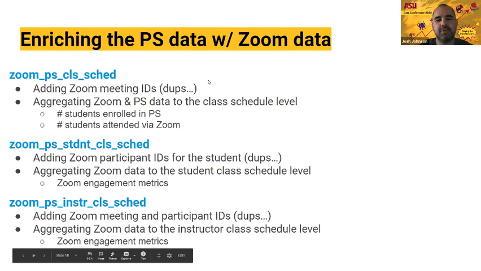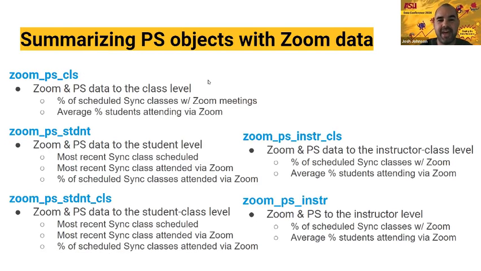Then we can take that, the enriched PeopleSoft data, the enriched Zoom data, and aggregate it further. So this is how we create context for analysis. So one of the items that has come up so far is student level. They want to know, just like we know when a student last had some sort of activity in Canvas, we want to know when did they last attend a class, because that might actually be more recent.